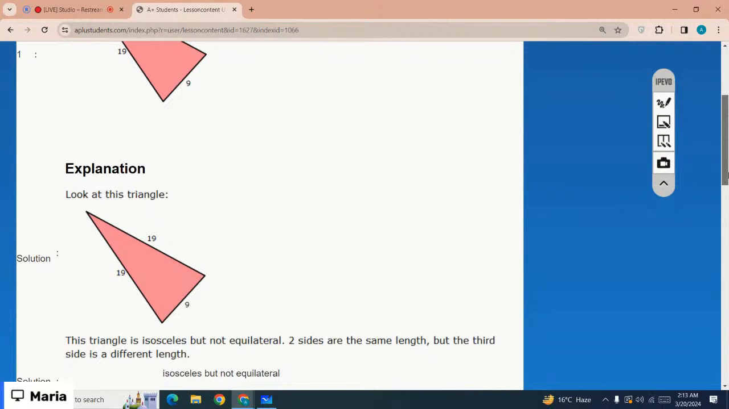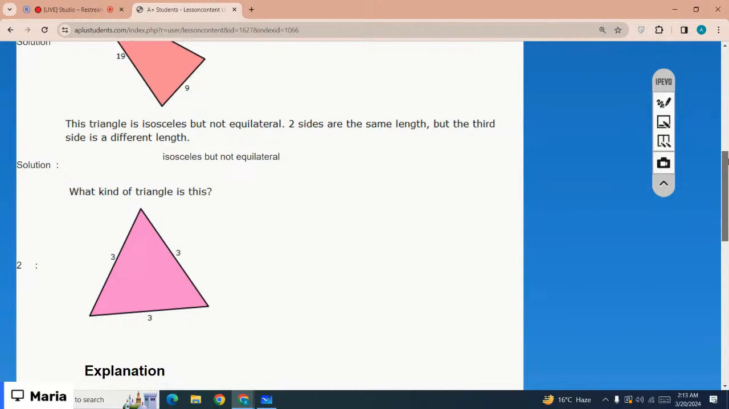Equilateral, isosceles, and I forgot the name of the third one. Okay, an isosceles triangle is a triangle that has two side lengths equal. An equilateral triangle is one that has all three side lengths equal, and the third one, I forgot the name, is where none of the sides are equal in length.